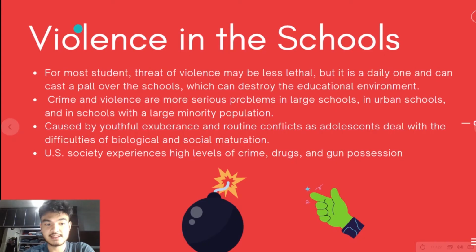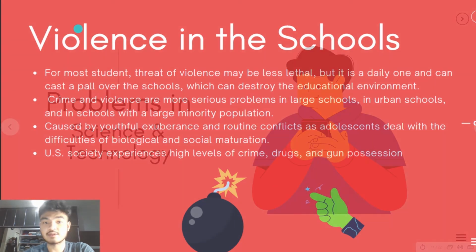Lastly, we have violence. As we know, school violence is infamous in the US. Although for most students the threat of violence may be less lethal, it is the daily threat that can cast a pall over the schools, which can destroy the educational environment. Some of the crime and violence in schools is caused by youthful exuberance and routine conflicts as adolescents deal with the difficulties of biological and social maturation. Our society experiences a high level of crime, drugs, and gun possession, and schools are particularly vulnerable to it.